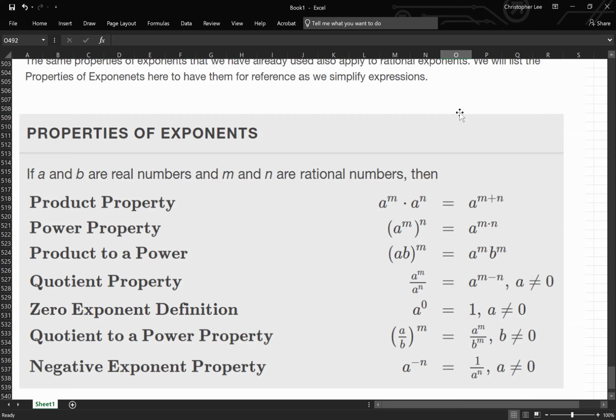Quotient property: A to the M over A to the N is equal to A to the M minus N, where A cannot equal 0. The zero exponent definition: A to the zero power is equal to 1, where A cannot equal 0, so anything to the 0 power is 1. The quotient to a power property: A over B to the M is equal to A to the M over B to the M, where B cannot equal 0. And the negative exponent property: A to the negative N is equal to 1 over A to the N, where A cannot equal 0. Questions on this, anybody? I believe this is on your formula sheet, so you guys are good. But I'm just running through it with y'all.